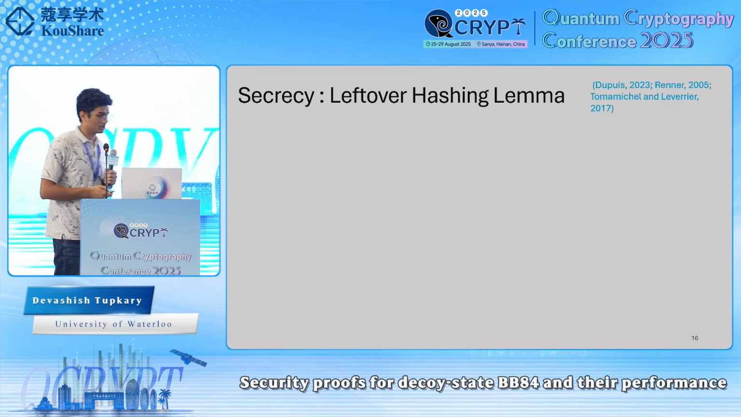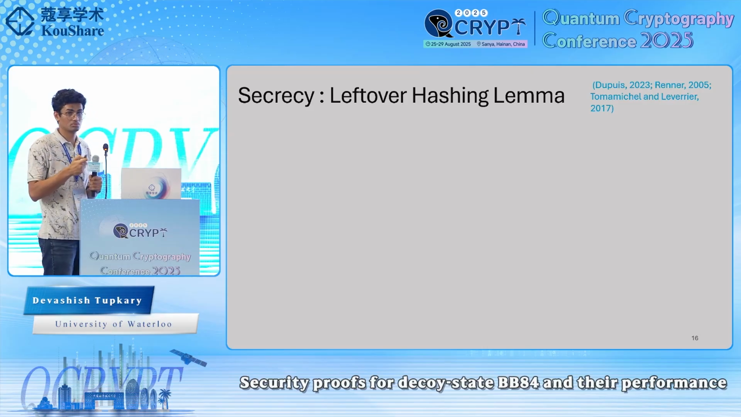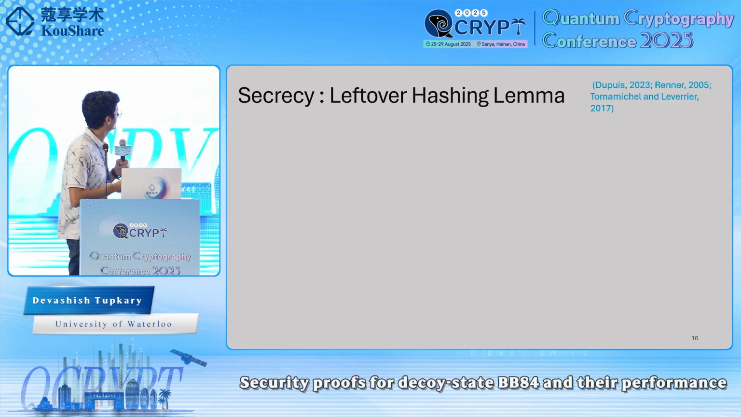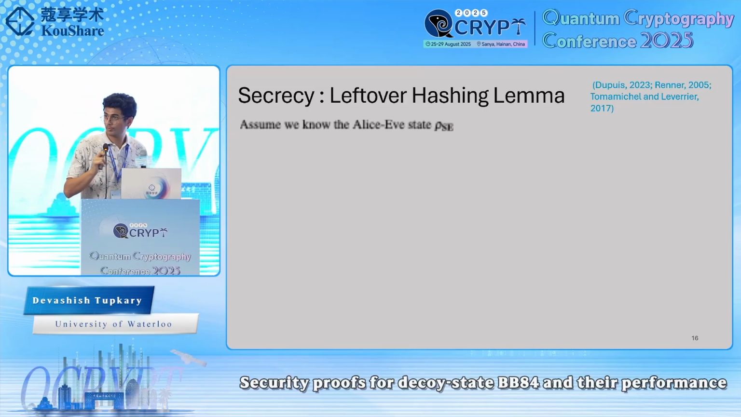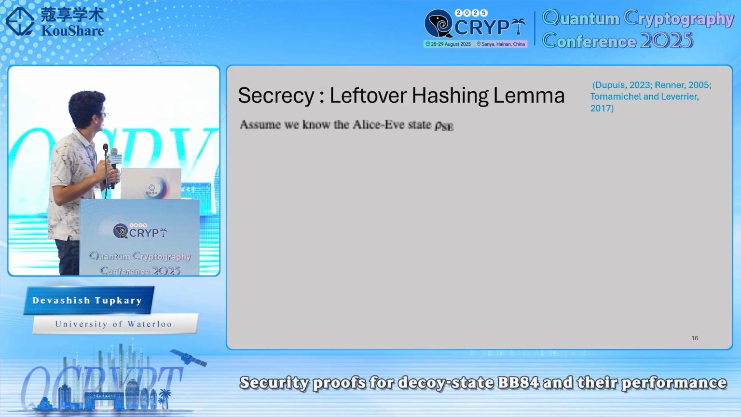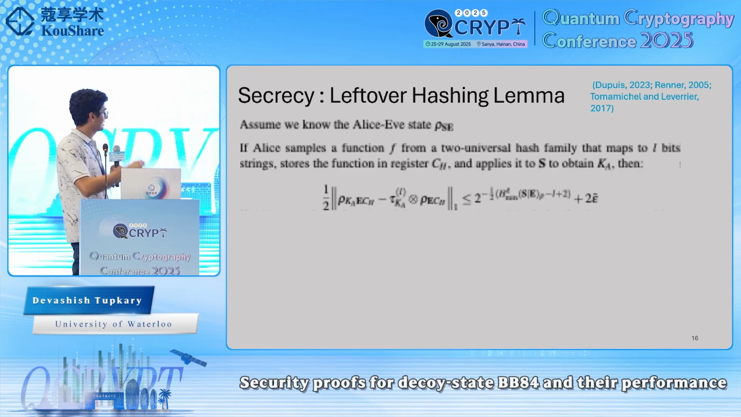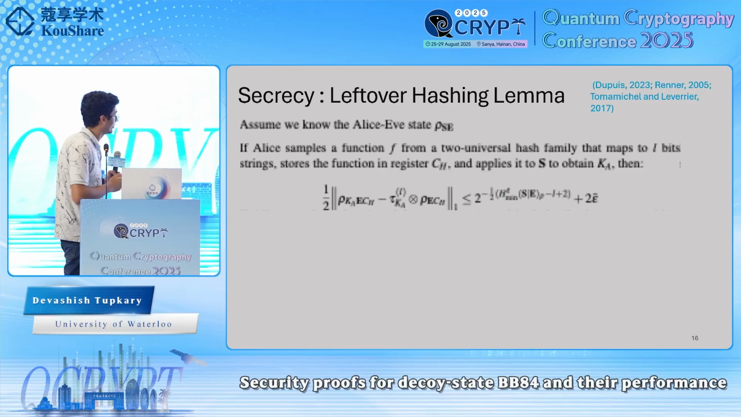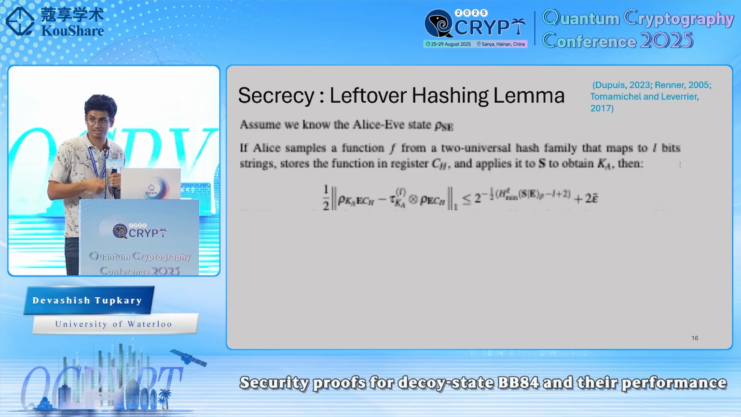Okay, so now we come to secrecy. And here we're going to use this thing called the leftover hashing lemma, where let's for now pretend that we know the state between Alice and Eve. And Alice samples a random two-universal hash function that maps to l bits. She stores it in a register, applies it to her classical string S to get the final output.